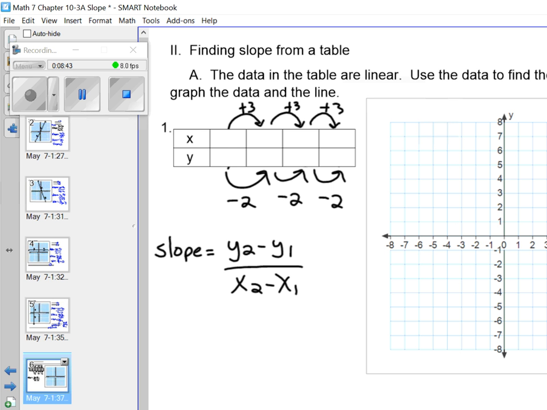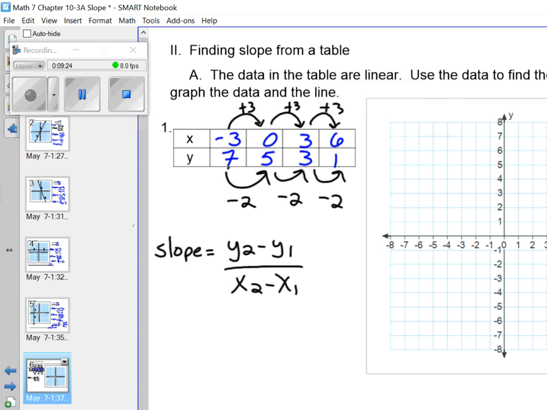Sometimes, instead of working with lines and points on the lines, we actually work from a table. And this is where, for example, let's say we had negative 3, 0, 3, and 6 as our x's, and our y's are 7, 5, 3, and 1. Now if you'll notice, first we're going to look at what happens as we go from left to right. As we go in the x, from negative 3 to 0, we're adding 3. As we go from 0 to 3, we're adding 3. As we go from 3 to 6, we're adding 3.